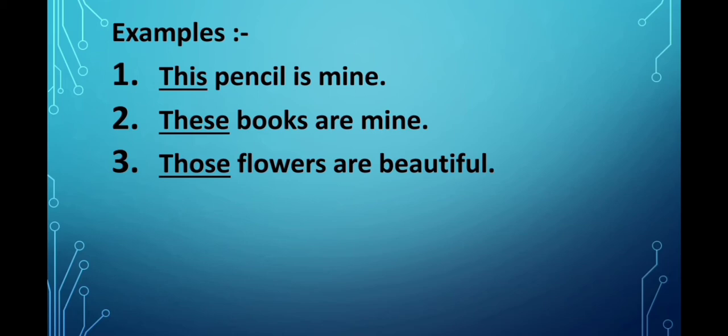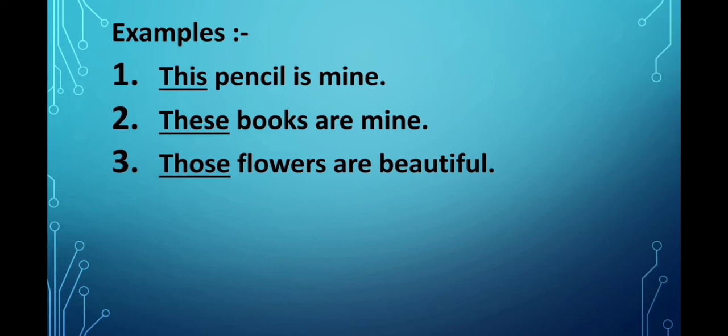As we all know, we use this and that with singular nouns and these and those with plural nouns. When the object is near the speaker, this and these will be used, and when the objects are far from the speaker, that and those will be used.